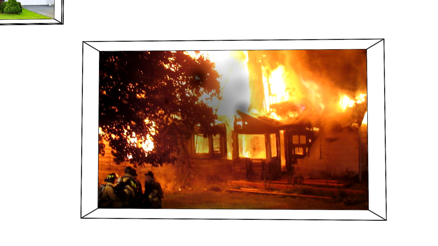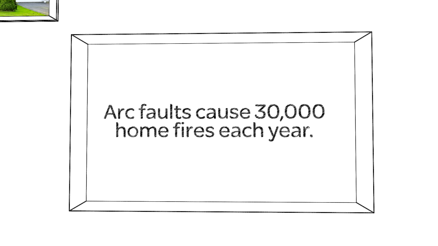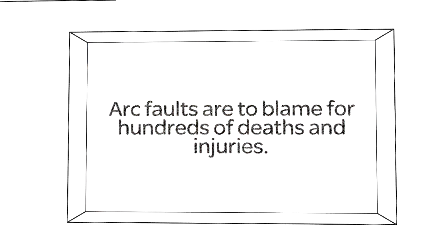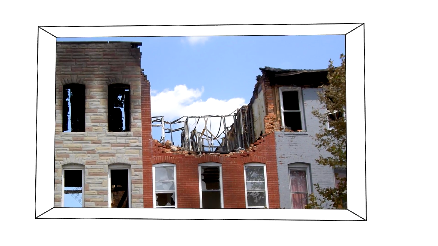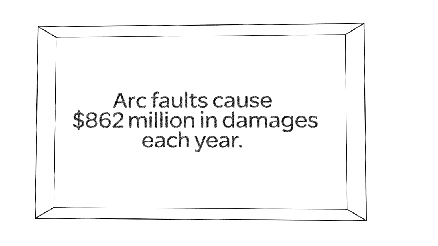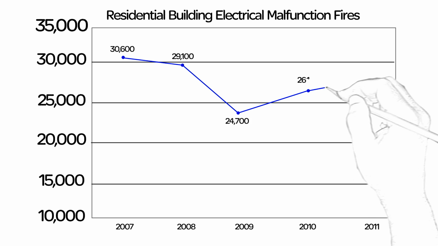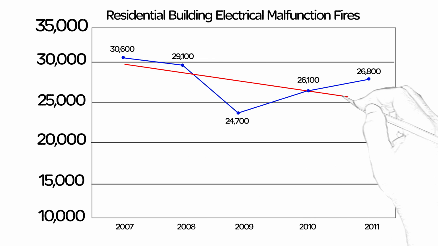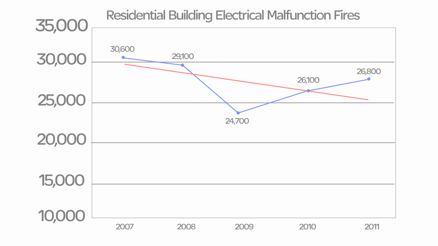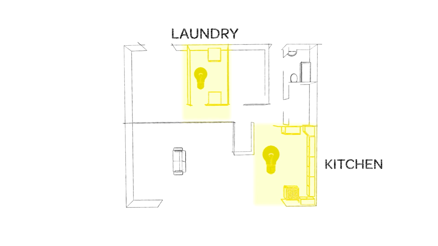Arc faults cause 30,000 home fires each year, are responsible for hundreds of deaths and injuries, and cause hundreds of millions in damages. But with arc fault protection, there's been an 18% reduction in fires over a recent 5-year period. The 2014 code now requires both combination arc fault and ground fault protection on kitchen and laundry circuits.